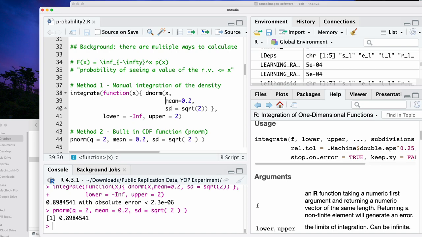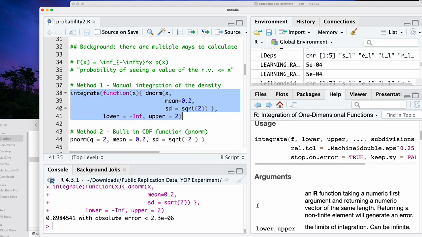Can I ask about the absolute error? Yeah, good question. So for those on the recording, we perform this integration, and there is this absolute error associated with it. So we run it, and it gives us an absolute error less than 2.3 times 10 to the negative 6. So the question is, what is that?